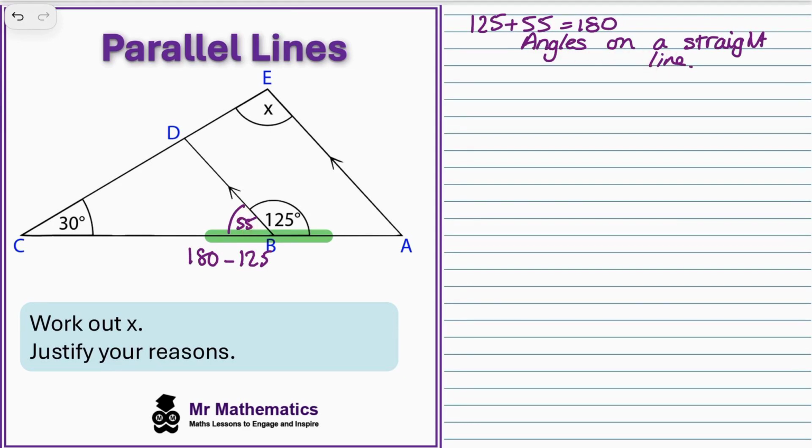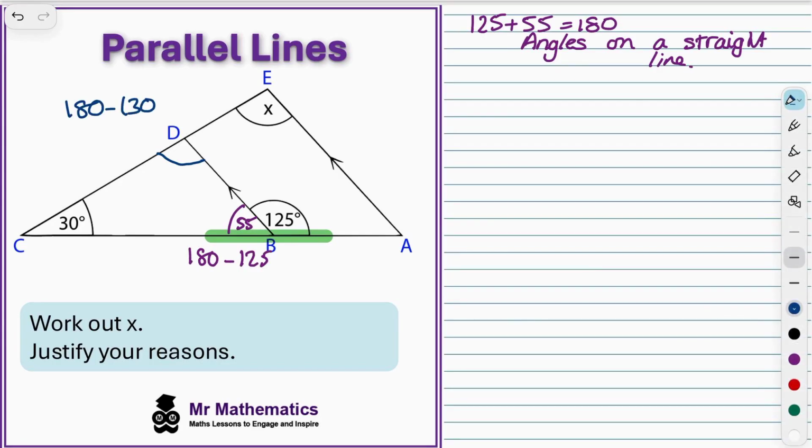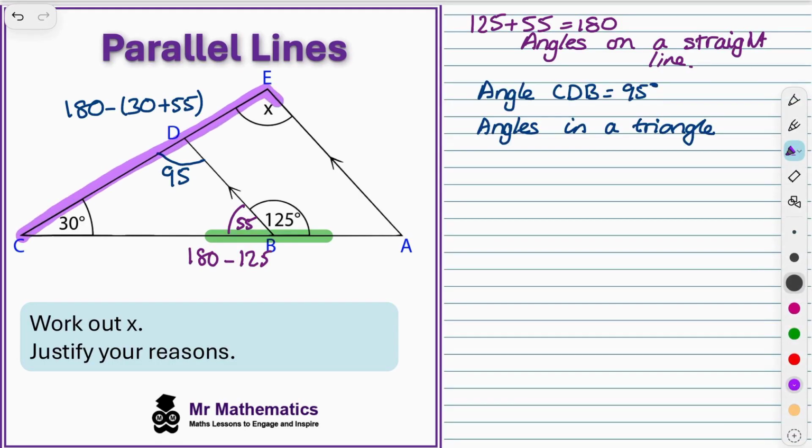And if this is 55 and this is 30, then we can work out this angle, C to D to B, using angles in a triangle. So this will be 180 minus the sum of the other two. And this gives us 95 degrees. And then we can work out angle X, because we know these two angles are corresponding. So X will also be 95 degrees.